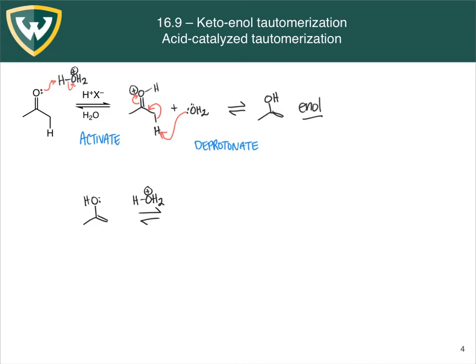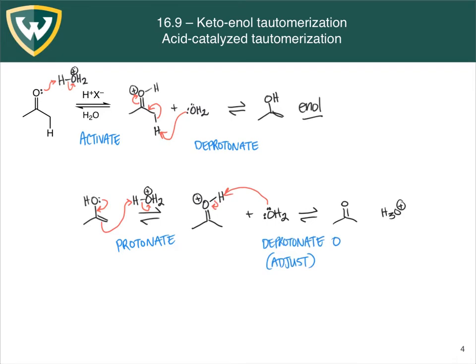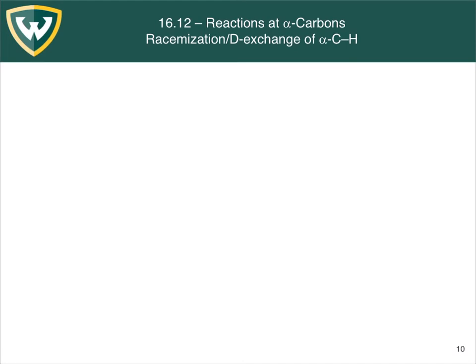Conversely, if we're starting with the enol, we would protonate. Then deprotonate the oxygen. And that would give us our ketone and regenerate the catalyst. This tendency to convert between keto and enol forms also leads to a tendency for alpha positions to undergo racemization. Racemization just means converting from a single enantiomer to a racemate, which is an equal mixture of 2 enantiomers.